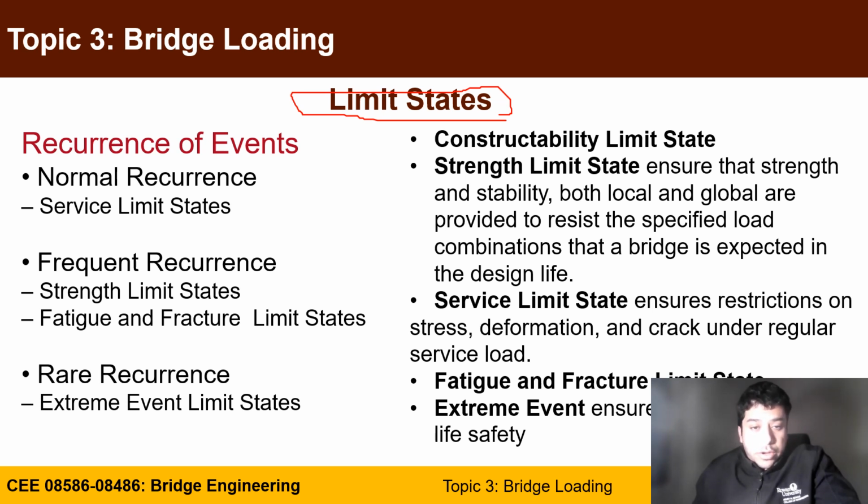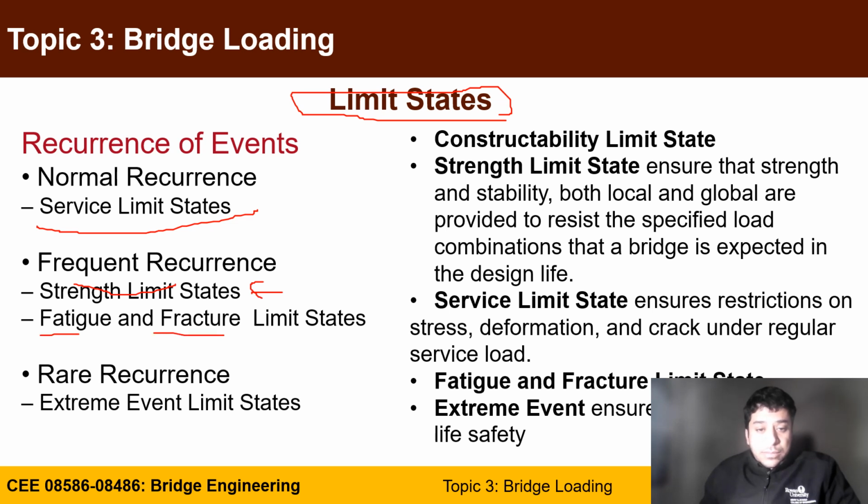A normal recurrence means that it is the service limit state. So this is the usual daily operation and service of a bridge. You don't have the extreme event or strength limit state every day. So normal recurrence will be service limit state. Frequent recurrence will be strength limit state or fatigue and fracture limit state. And rare recurrence, which means you have an extreme event, like an earthquake or collision or something.